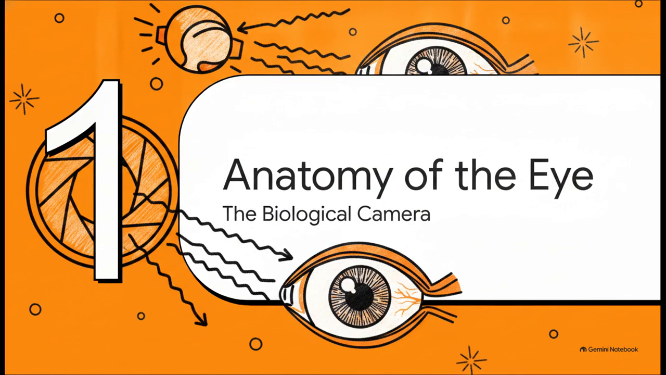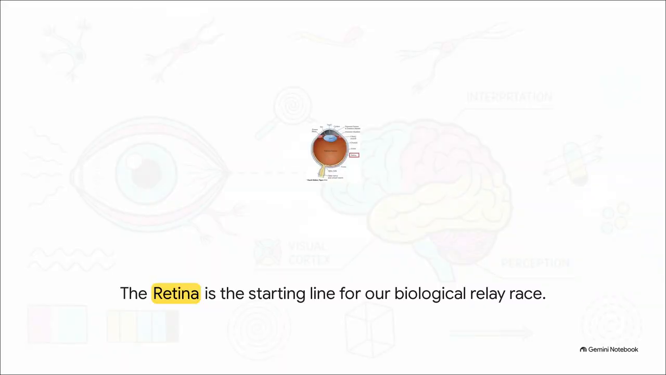Anatomy of the eye. Think of this as the hardware phase of our visual system. This is the biological camera taking in the physical light from our environment. Let's track the actual path of light. Notice that highlighted area at the very back of the eye. That's the retina. Light enters, travels past the clear lens, moves all the way through that jelly-like vitreous humor in the center, and finally strikes that back wall. This extremely thin sheet of tissue, that's the true starting line for our biological relay race.